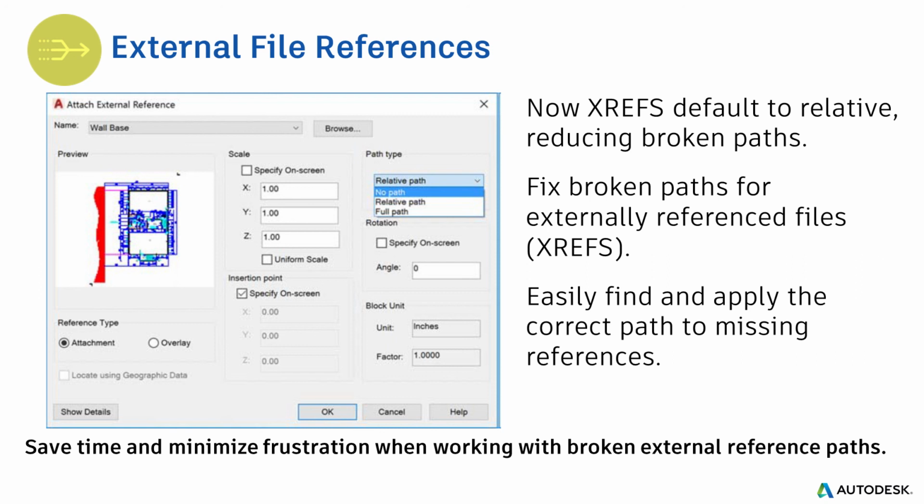So what we added this year was the ability to change XREF from absolute paths to relative paths. What that means is that if you were to move your XREF from one place to another, it tracks the path that the XREF is associated with. It's also got a help dialog box to help you resolve any broken paths, to make that experience less frustrating.